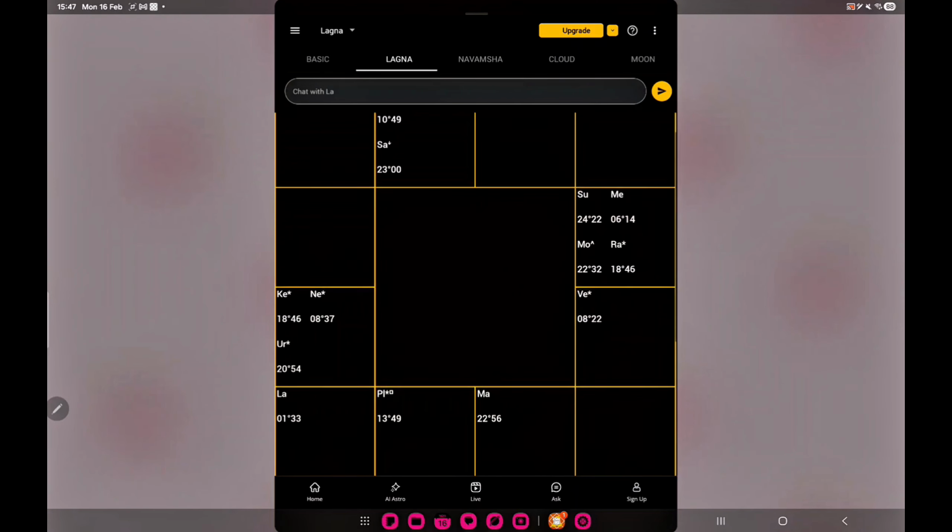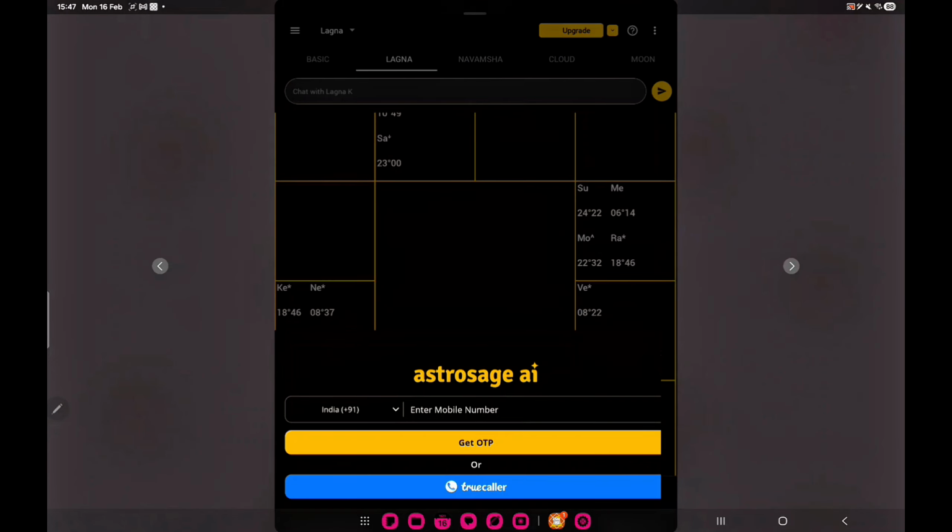So as you can see, the eclipse has happened in the month of August. They're all together conjunct in the sign of Cancer, or Kadaga.